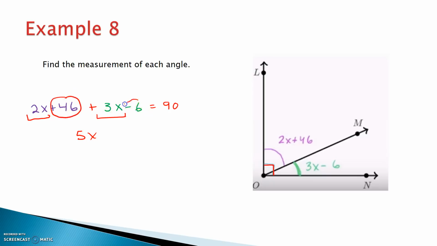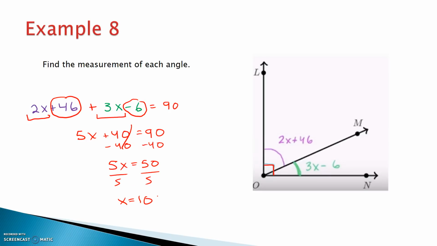Positive 46 and a minus 6. So what are 46 minus 6? That's going to be positive 40 is equal to 90. Let me subtract 40 from both sides. I get 5x is equal to 50. Divide both sides by 5. I know that x is going to equal 10. I call it a day, right?